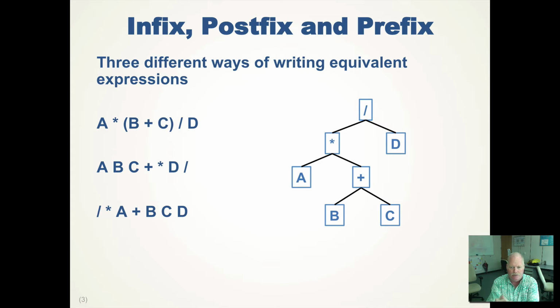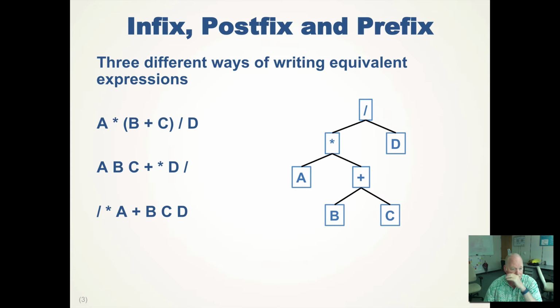So you can see on the tree we have at the bottom we have b connected to plus and c, so that's the b plus c. We have a times the result of b plus c, and then we have the result of that divided by d. So that's sort of the expression that we have.